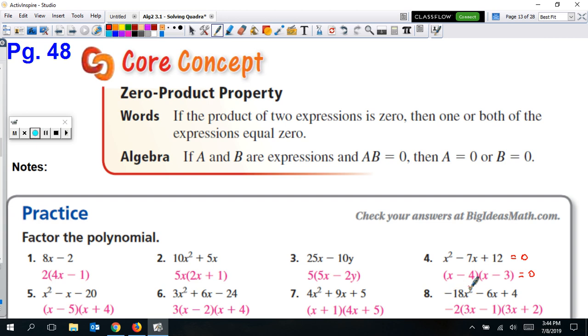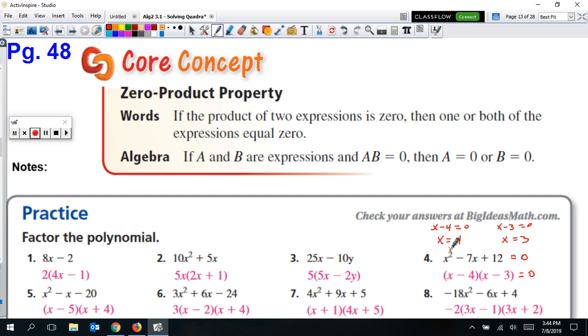And now what I could do is I could take each of these factors and set it equal to 0 separately, kind of like this up here, x minus 4 equals 0, and x minus 3 equals 0. And then solve each of these equations. Now this is just a little one step. I add 4 and x is equal to 4. This one you add 3 and x is equal to 3. That would be the two solutions for our x-intercepts. That would be the two solutions for the quadratic equation.